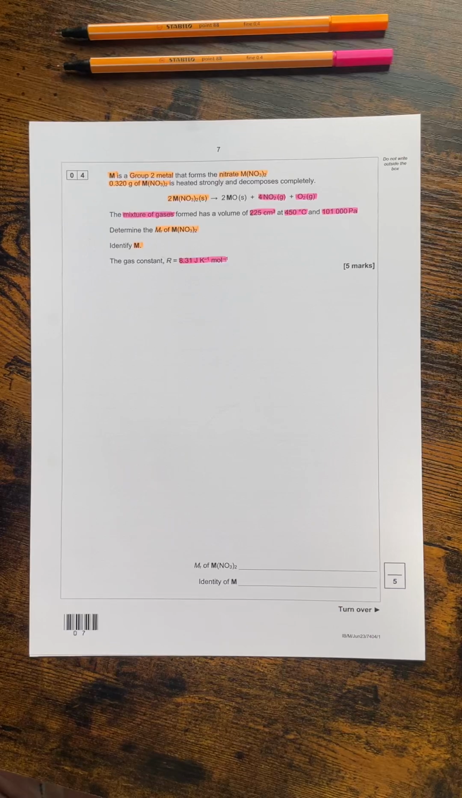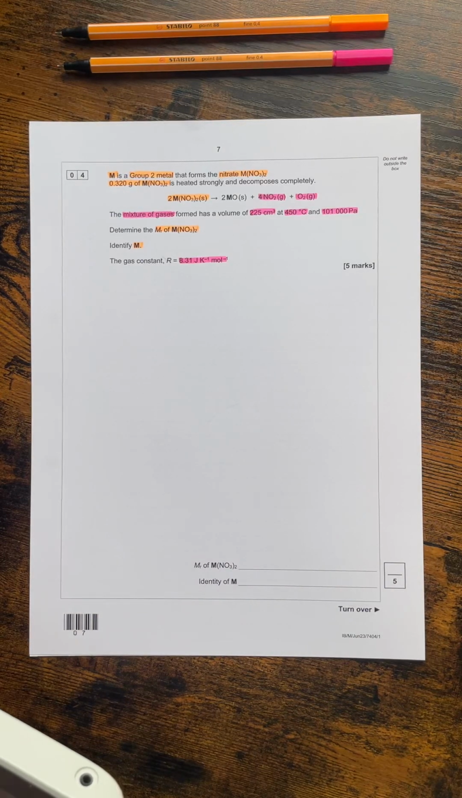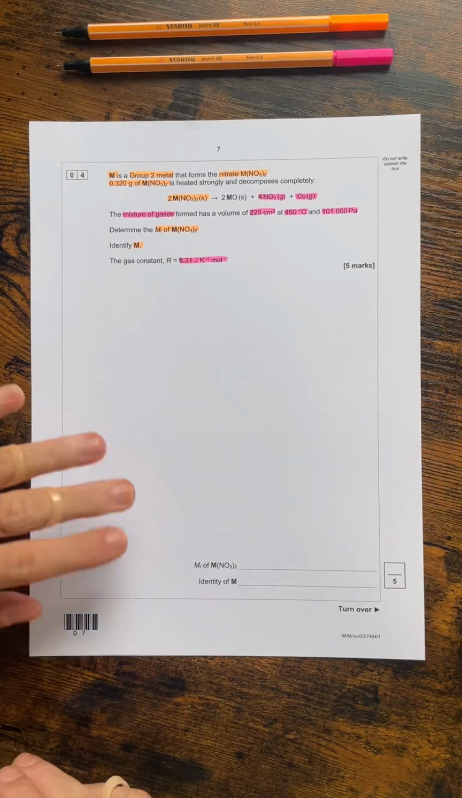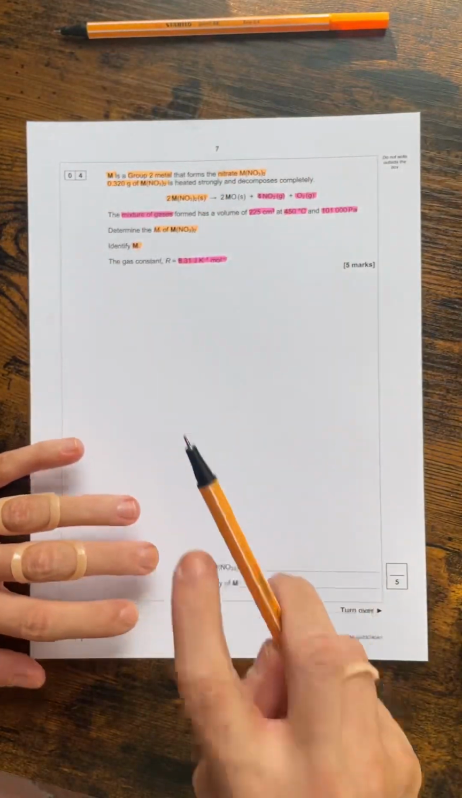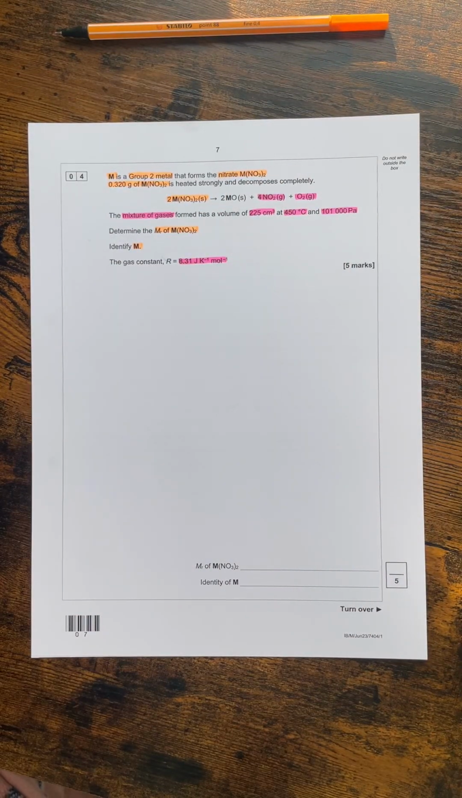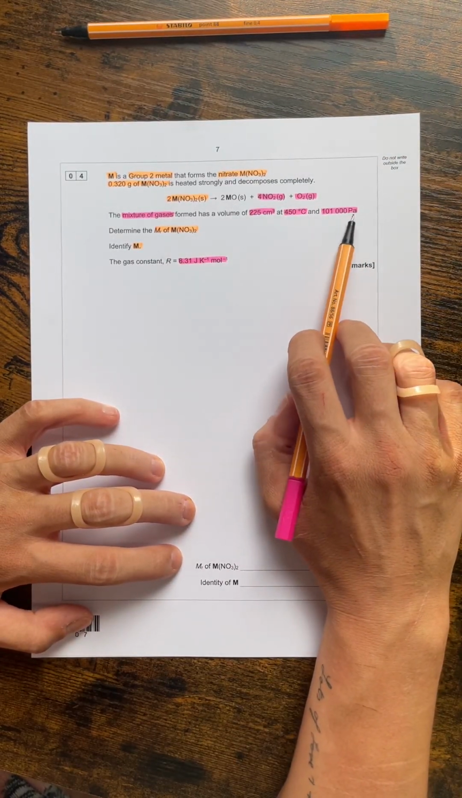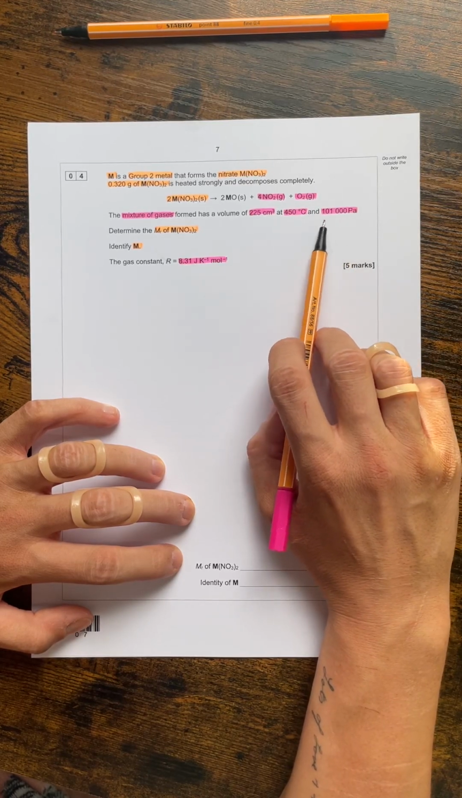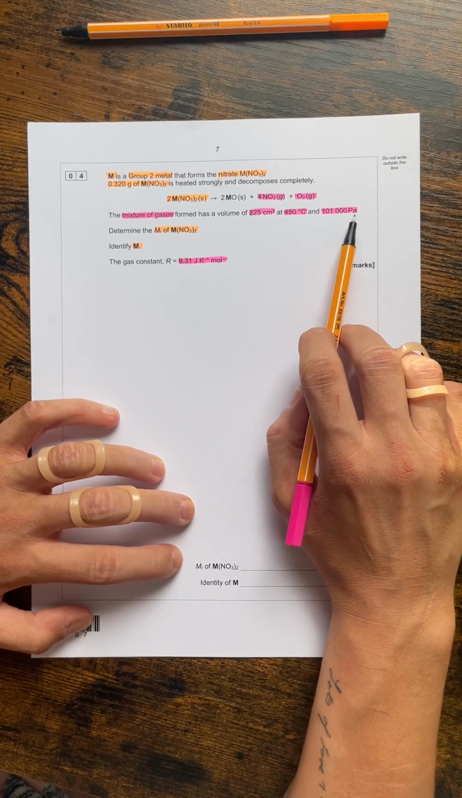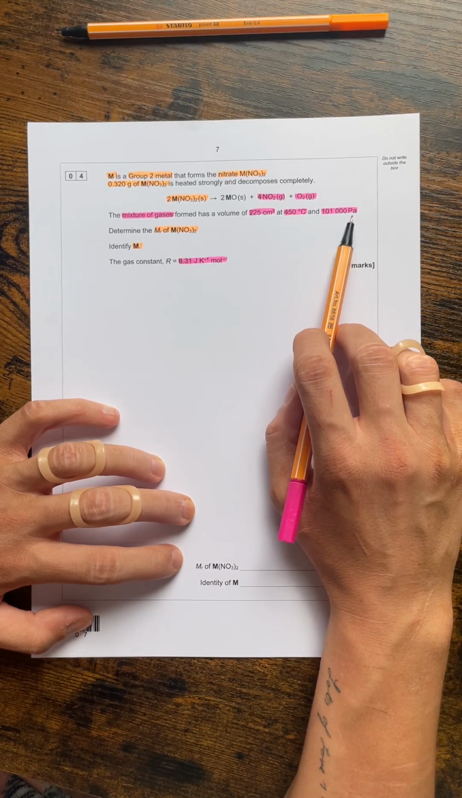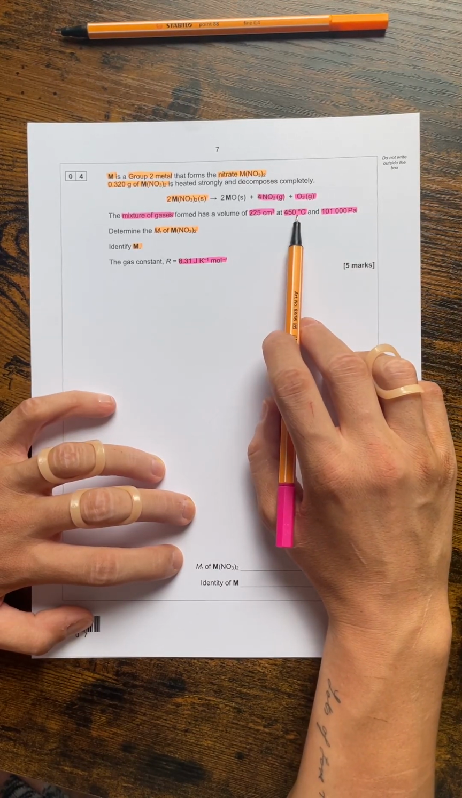So, first thing I'm going to do is grab my calculator. The second thing I am going to do is convert my units for my PV = nRT equation. So we need to make sure we know what the standard units are for volume, temperature and pressure. So pressure will need to be in pascals, and it already is, which is great. Sometimes it might give us that in kilopascals, and if it does, you'd be timesing it by 1,000 to get it into pascals. Temperature needs to be in Kelvin.